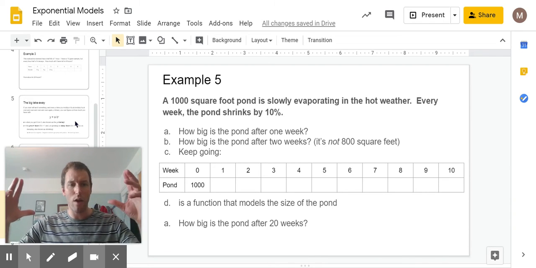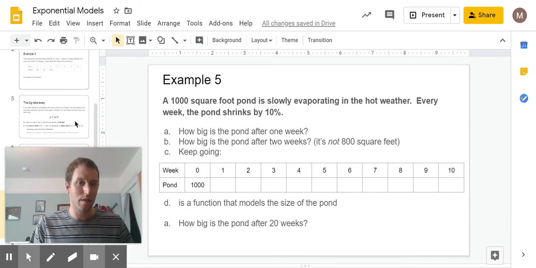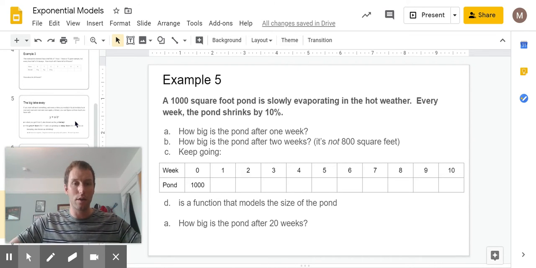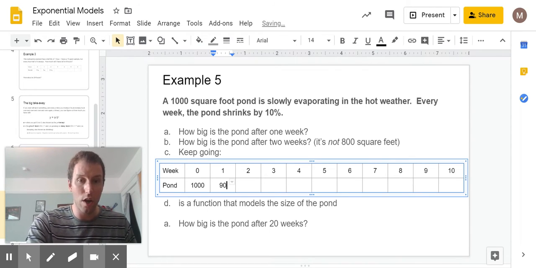Let's say I've got a 1,000 square foot pond. That's a pond about the size of a small house or a large apartment. And it's slowly evaporating in hot weather. Every week, this pond is shrinking by 10%. So it starts at 1,000 square feet. After 1 week, it'd be 900 square feet.